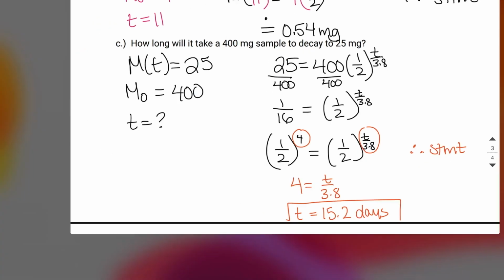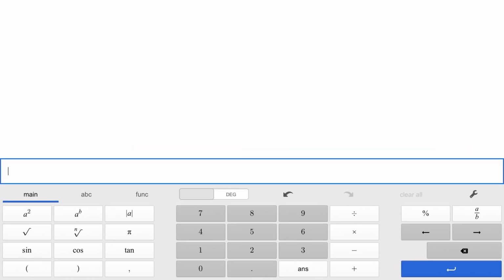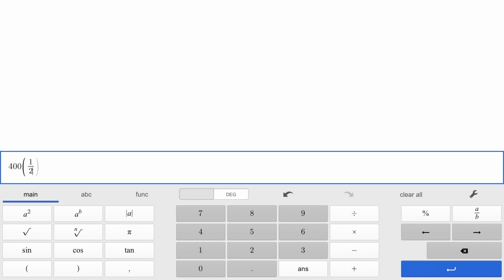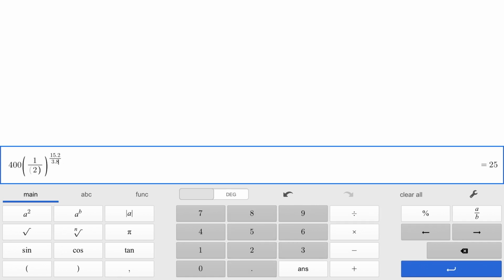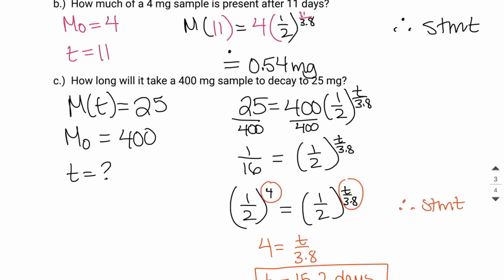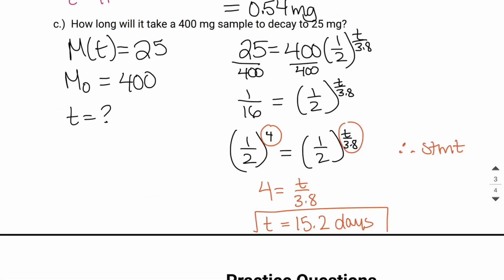Let's double check to make sure this is right. So if it started off with 400, I'm going to multiply that by 1/2, raise that to the power of 15.2 over 3.8, and you definitely get 25, and this one works. How did I know that I could solve this one algebraically? I just knew, I recognized these numbers right here, and I could see, oh, I had some foresight, and I could see that definitely is going to reduce nicely with a nice common base.